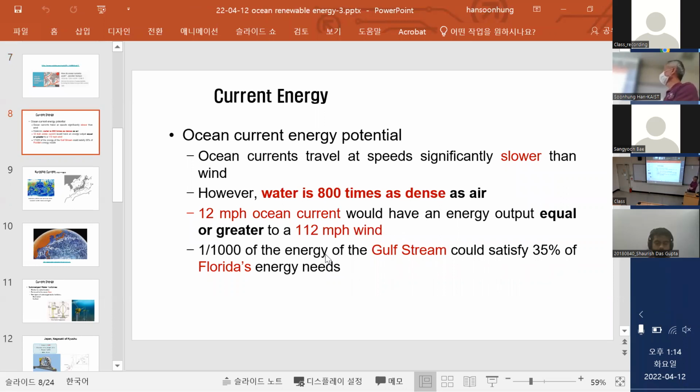So, ocean current energy potential: slower than wind. Right? Ocean current is slower, but the density is 800 times higher for water than air. So a 12 mile per hour current speed is equal to a 112 mile per hour wind. So the energy level potential is different. One thousandth of the energy of the Gulf Stream can satisfy the Florida energy need.